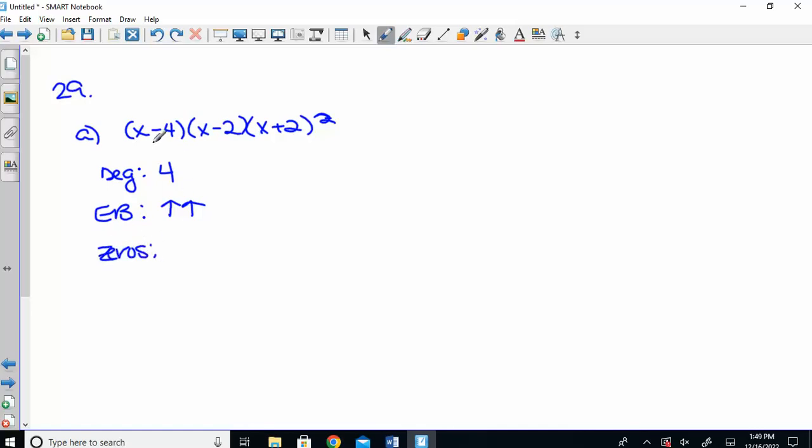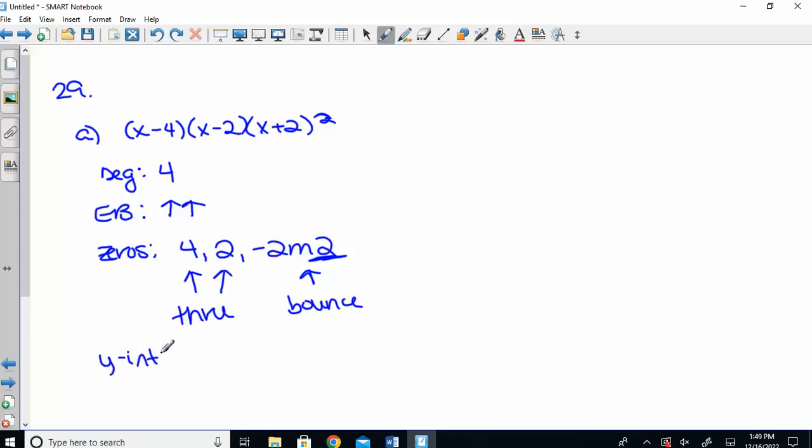Alright, zeros and multiplicities. What makes x minus 4 equal 0? 4. What makes x minus 2 equal 0? 2. And x plus 2. Since it was squared, this one has a multiplicity of 2. Then remember, odd multiplicities go through, even multiplicities bounce. Both of these have a multiplicity of 1, so both of those will go through. Because of the multiplicity of 2, this will bounce.